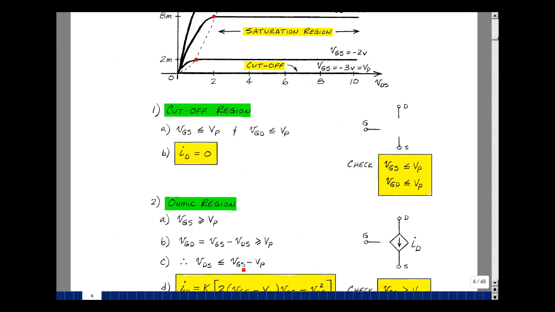So you have -2 minus -3, which is equal to 1. Whenever the drain source is less than or equal to 1, we're in the ohmic region. And here's where the drain source is equal to 1. We're to the left of this dotted line. You can try it up here too.